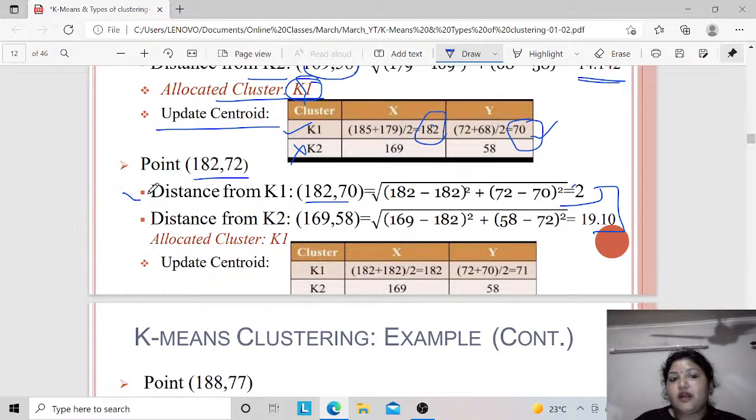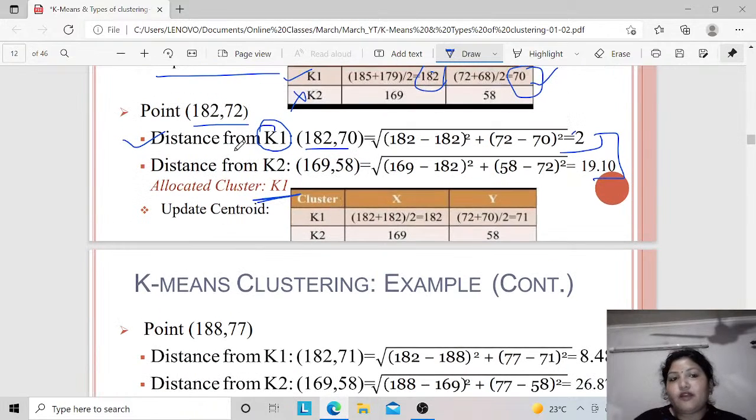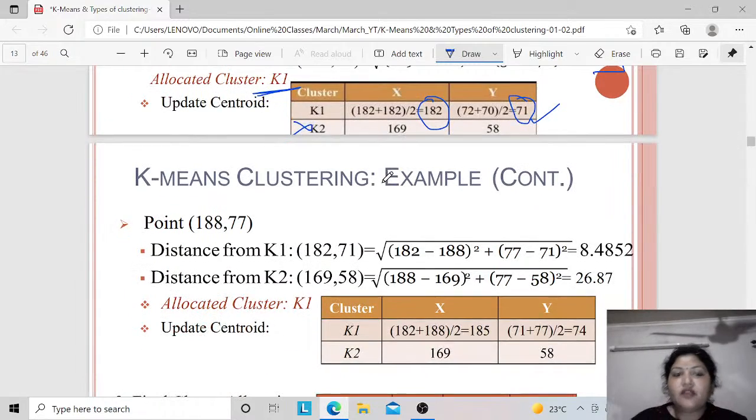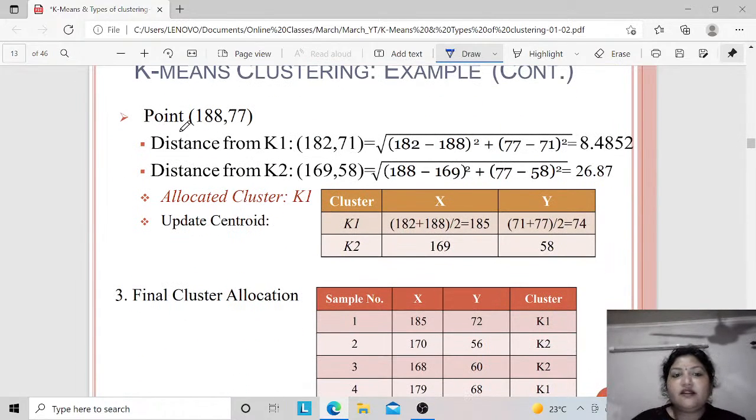So again my data point will be falling under cluster 1. Again I need to update the value of the centroid of cluster 1 itself. So what we are going to do: (182 + 182) divided by 2, (72 + 70) divided by 2. So now my centroid value will be 182, 71. No need to touch cluster 2 because no data point is updated into this cluster, right? Now let us take the last point, that is 188.